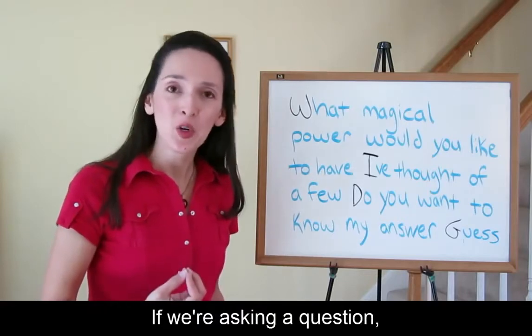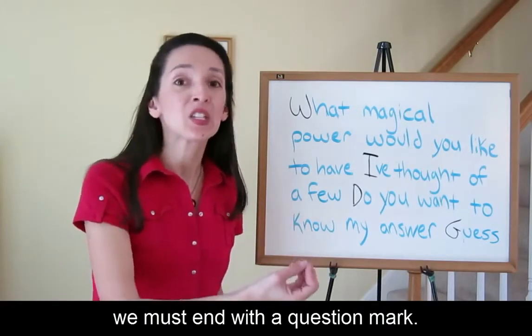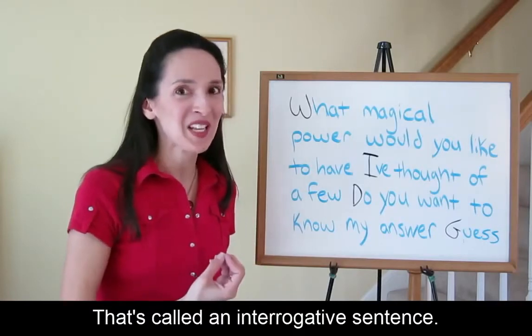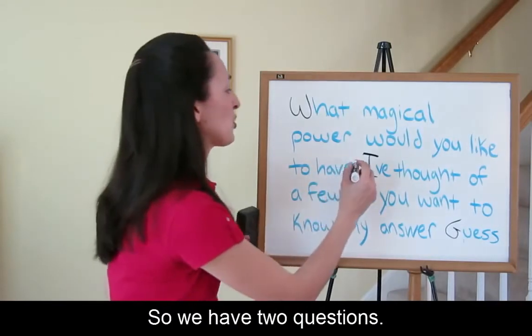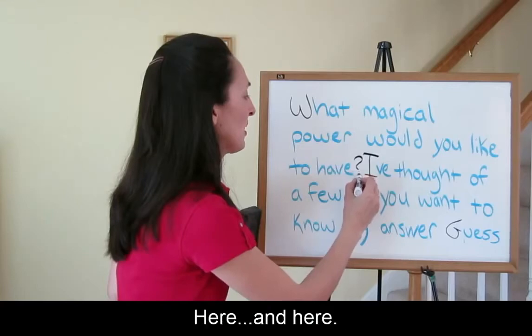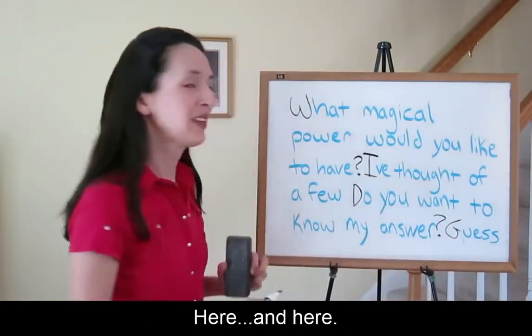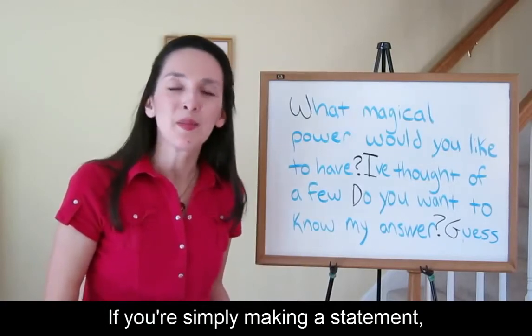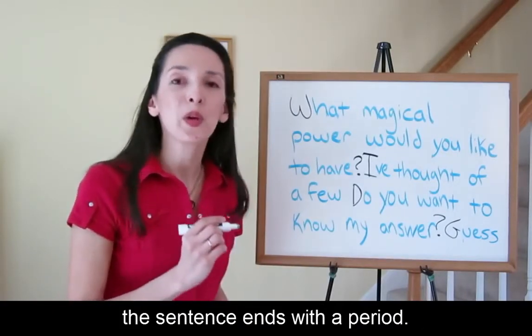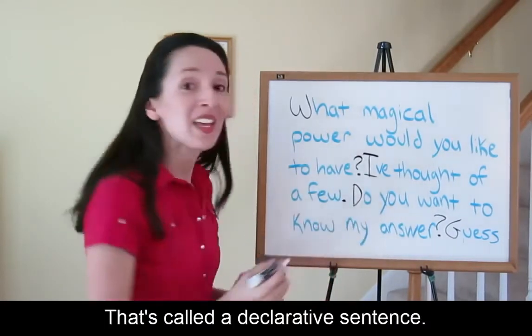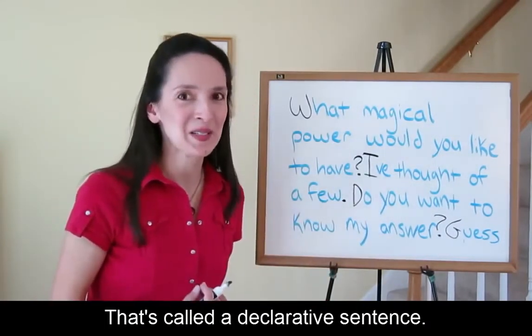If we're asking a question, we must end with a question mark. That's called an interrogative sentence. So we have 2 questions, here and here. If you're simply making a statement, the sentence ends with a period. That's called a declarative sentence.